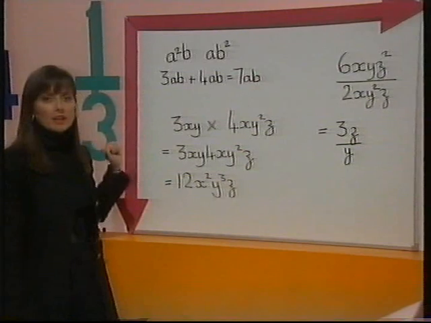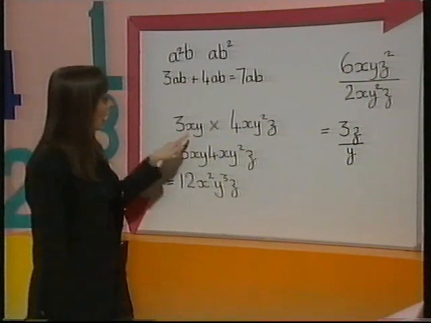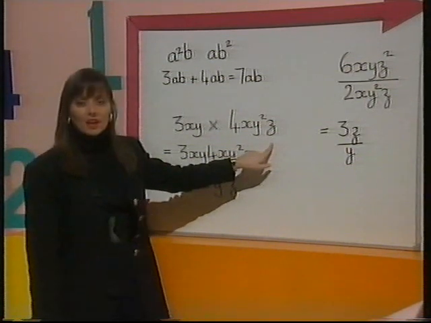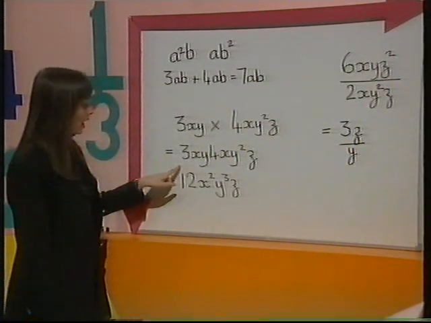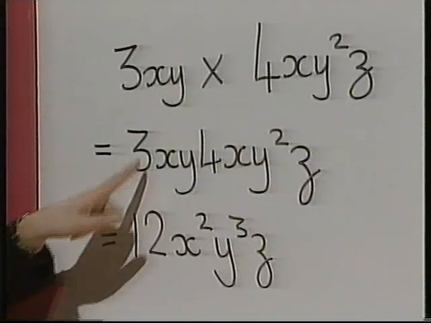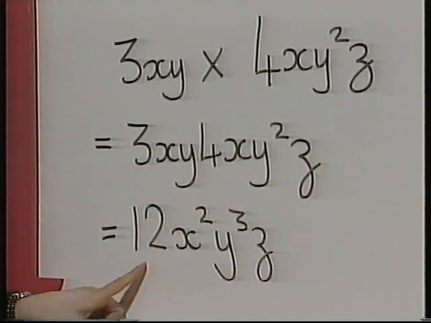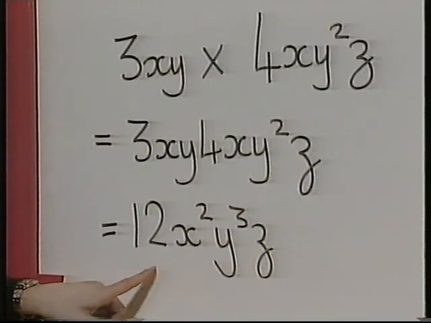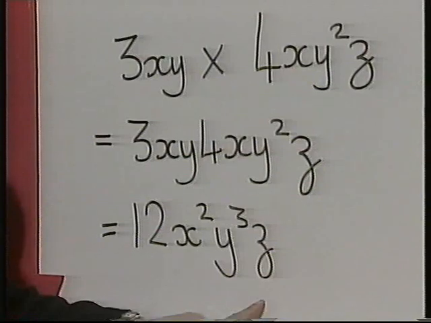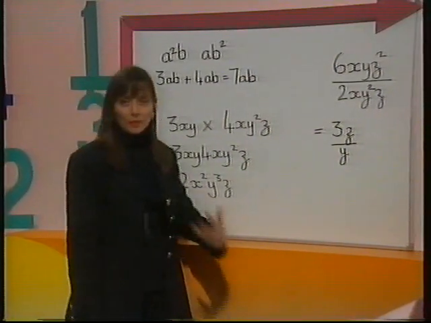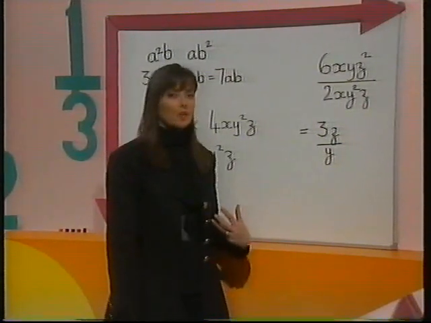Now, try multiplying these terms. 3xy multiplied by 4xy squared z. Just write one term down after the other, which gives you this, and then multiply the numbers. 3 multiplied by 4 gives you 12. Collect your x's, your y's, and your z's, and you get the answer 12x squared y cubed z. Division is very similar. With terms on top of each other, the variables cancel down like this.